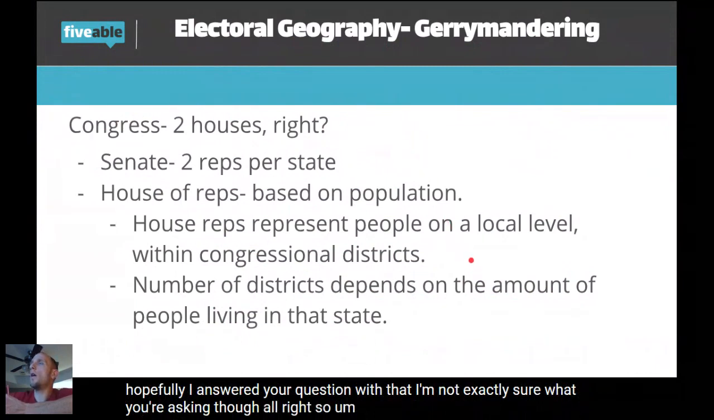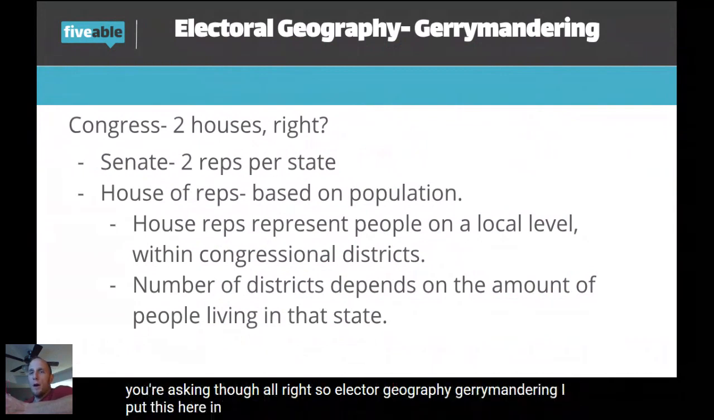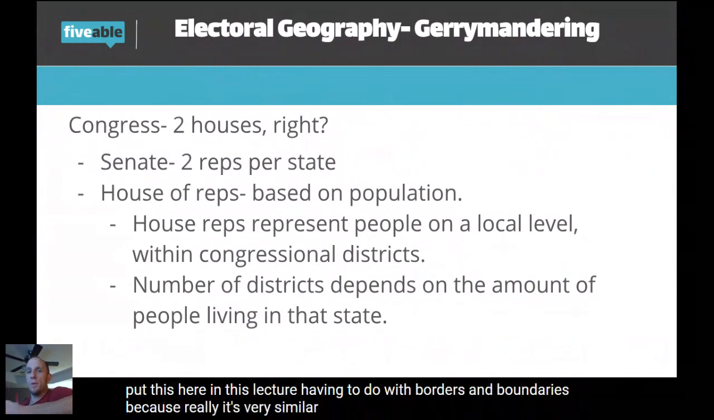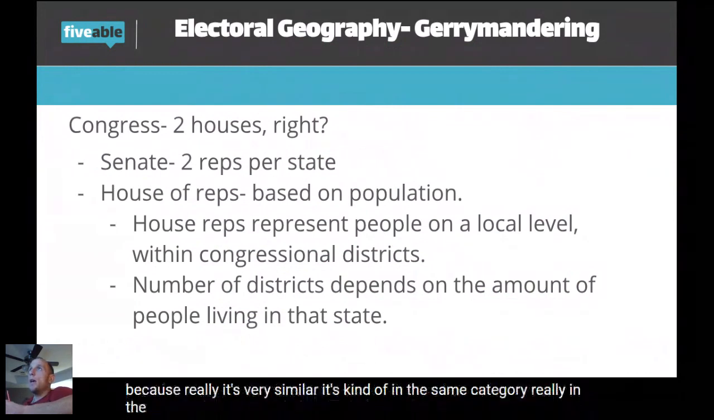All right. So electoral geography, gerrymandering. I put this here in this lecture having to do with borders and boundaries because really it's very similar. It's kind of in the same category, really.